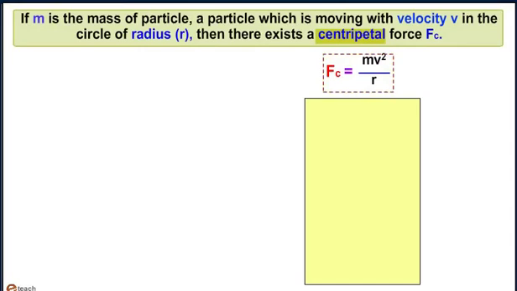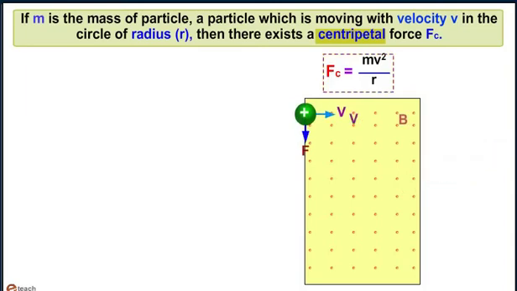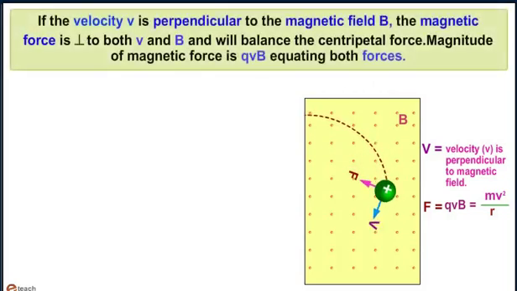If m is the mass of a particle which is moving with velocity v in a circle of radius r, then there exists a centripetal force Fc equals mv squared by r, where v is the velocity perpendicular to the magnetic field. Then F equals qvB equals mv squared by r. If the velocity v is perpendicular to the magnetic field, the magnetic force is perpendicular to both v and B and will balance the centripetal force.